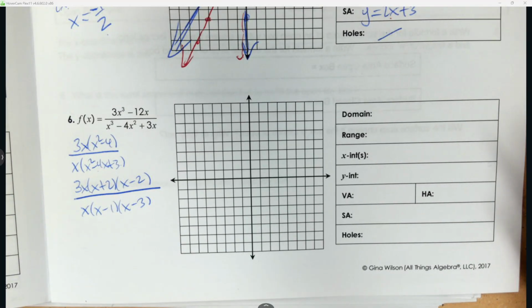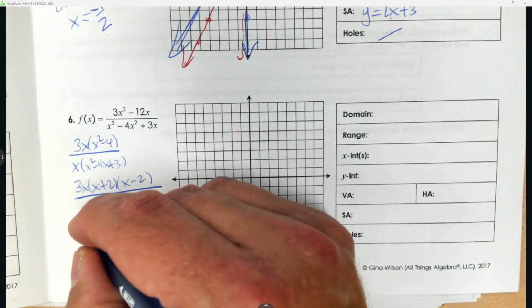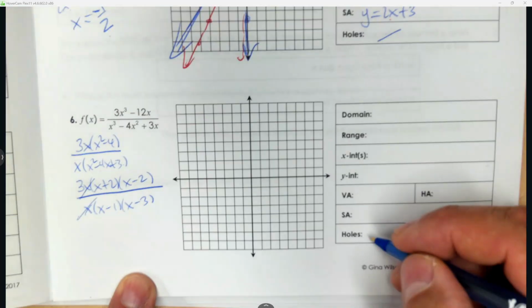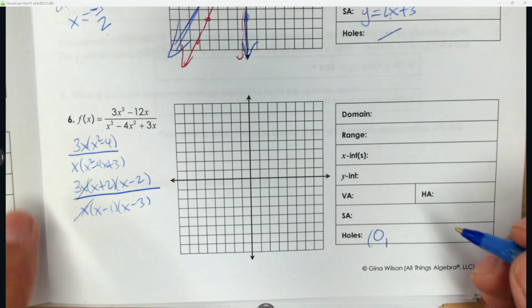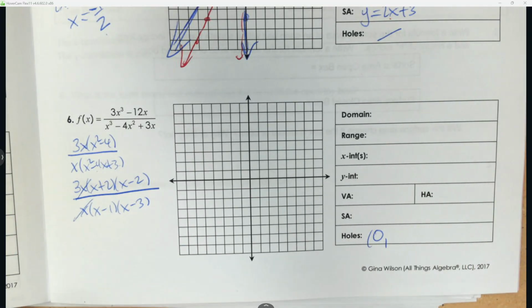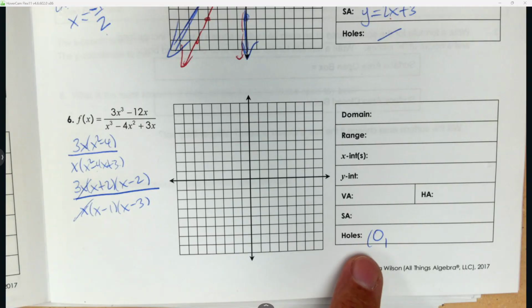And then, is there anything that crosses out? So the x actually crosses out. So because the x crosses out, the hole at x, or the zero at x, is 0. So there's actually a hole at 0.